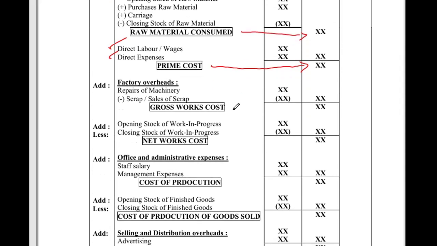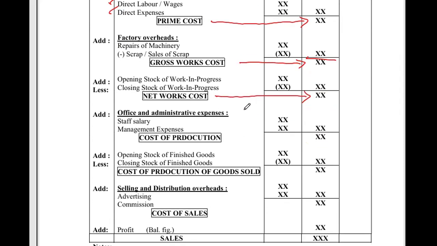After that, we will add the factory overheads. Some examples are given: repairs to the machinery. If there is any scrap sold in the factory, it will be deducted in the factory overheads. So the total factory overheads is given. Adding that, we will get the gross work cost. In gross work cost, we will add the opening stock of work in progress and less the closing stock of work in progress. The balance after adding and deducting, the net amount which we get, is called the net work cost.